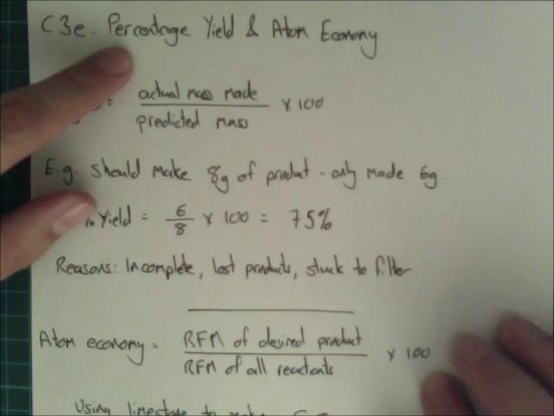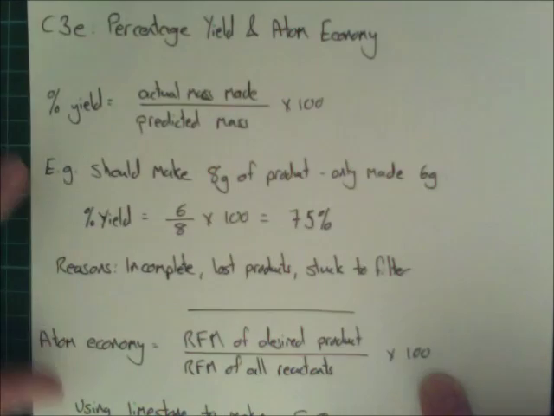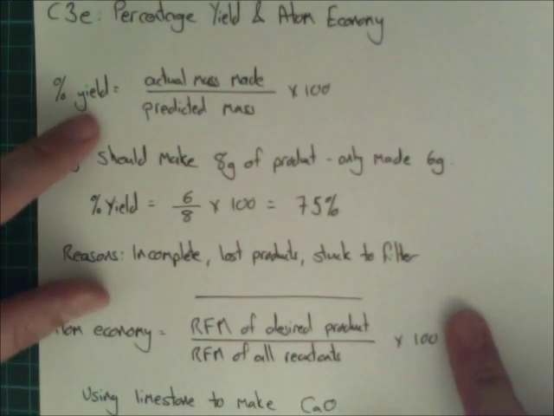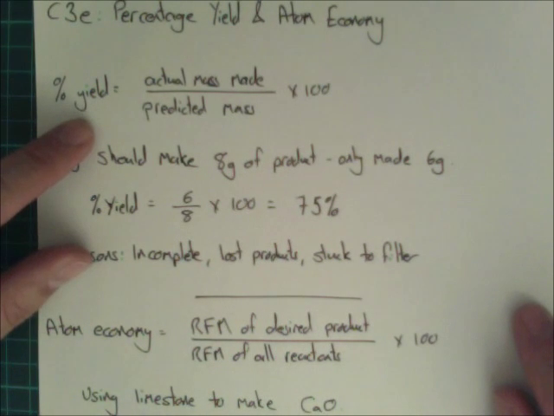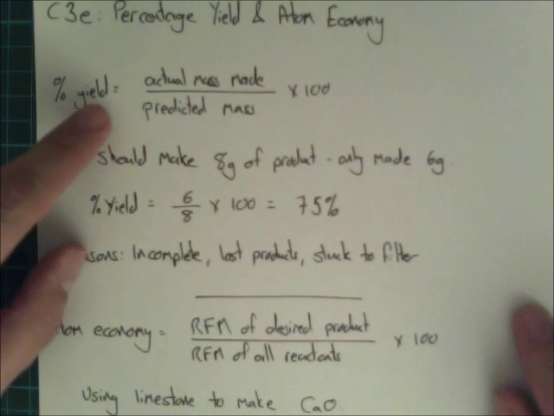C3e percentage yield and atom economy. So firstly, percentage yield. If you're making a chemical in a reaction, you can work out theoretically how much you should make. And sometimes, or very often, you don't actually get that much when you're finished. So percentage yield is a measure of how much of what you could have made you actually do. So we work this out.